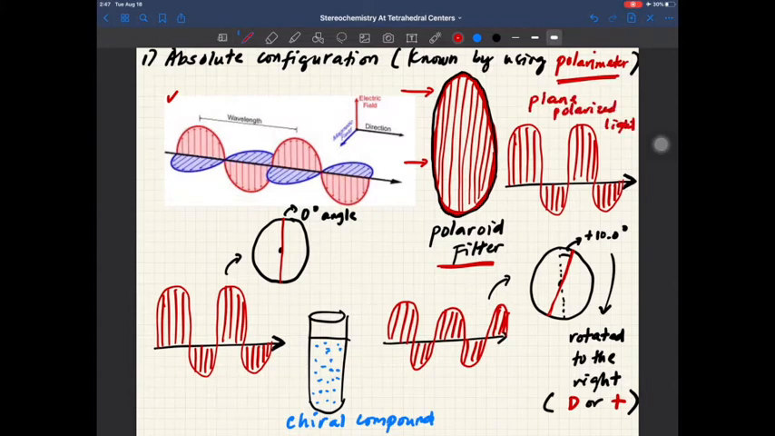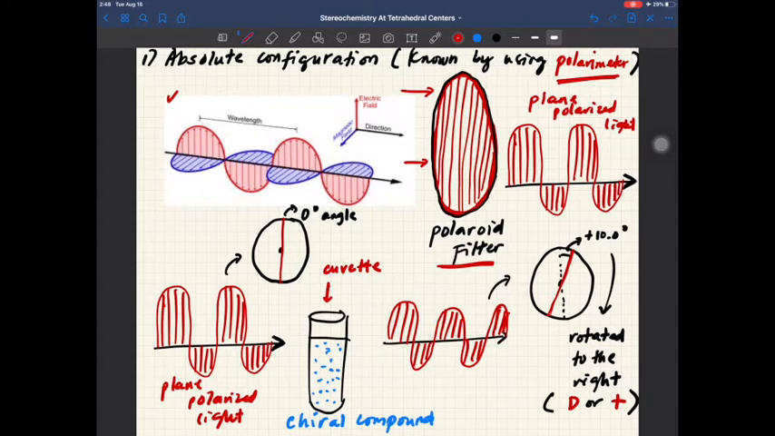And this plane polarized light is being bombarded to a cuvette containing a chiral compound. This one is called a cuvette, which holds a solution of your chiral compound. Upon bombardment of your chiral compound by the plane polarized light, the plane polarized light will interact with your chiral compound and would be rotated by your chiral compounds.